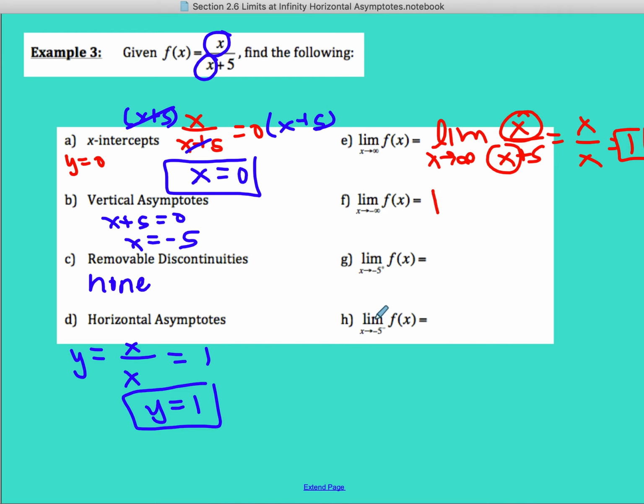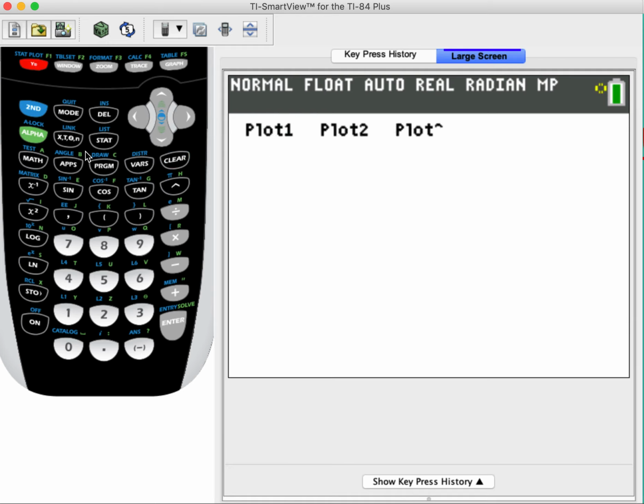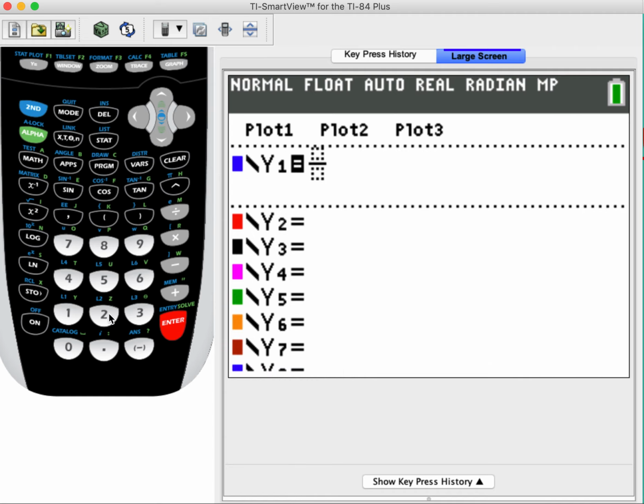Now for G and H. The trick with this one is we know there's a vertical asymptote going on here, so I need to look at it graphically to figure out what's going on. So I'm going to graph this function on my calculator. We're going to go to y equals, clear it out, and I'm going to graph it. Probably the easiest way to graph it is to go alpha f1, so you can get that n over d, and type it in. So we have x, and then it'd be x plus 5. Yes. And then let's hit graph.